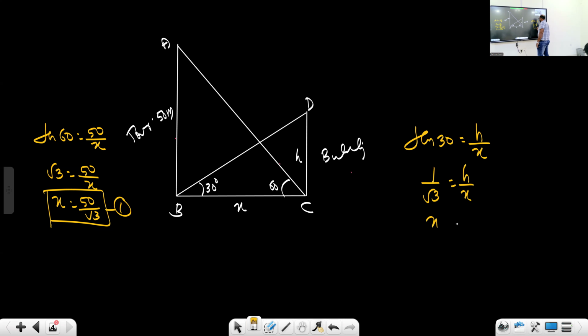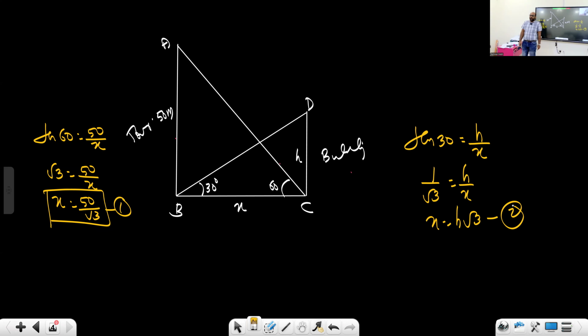X equal to, either you can substitute or you can make equation 1 and 2. Both will be fine. From 1 and 2 you can simplify. Root 3 will be eliminated. Elimination means it gets multiplied.